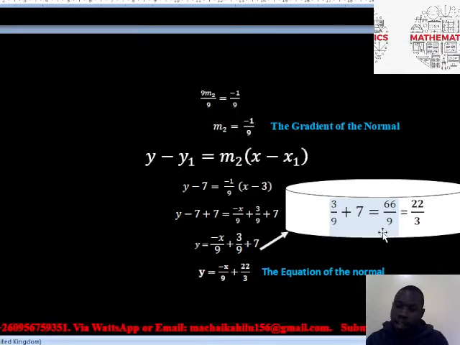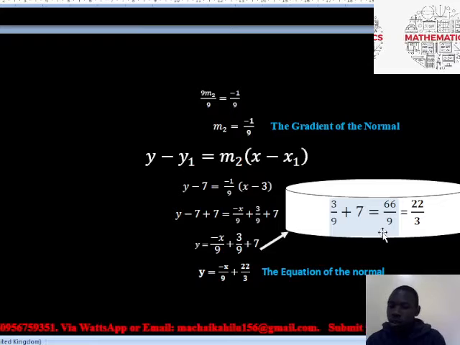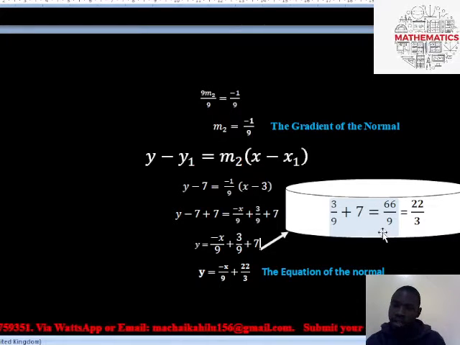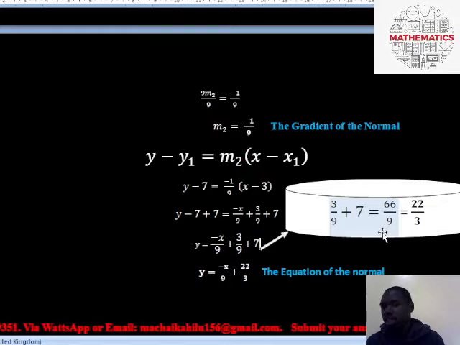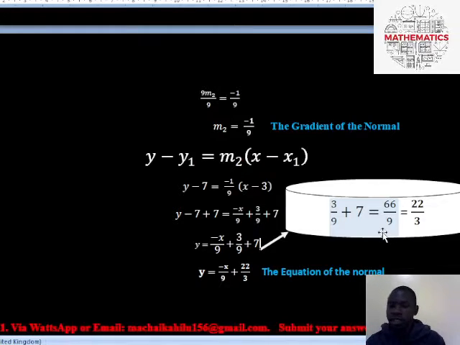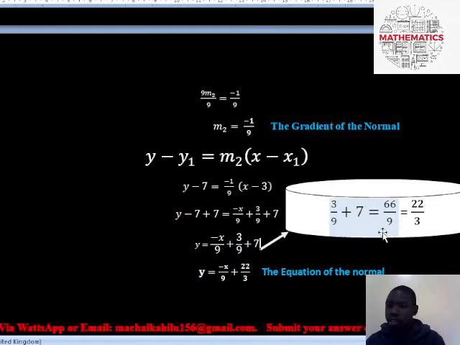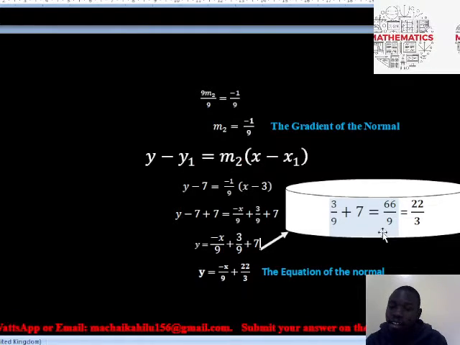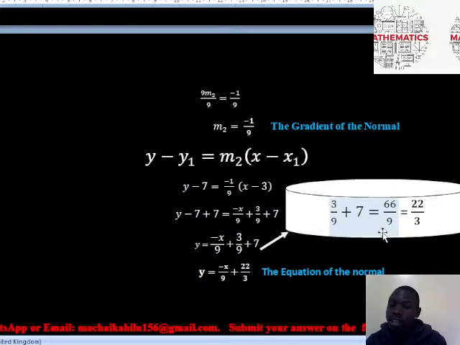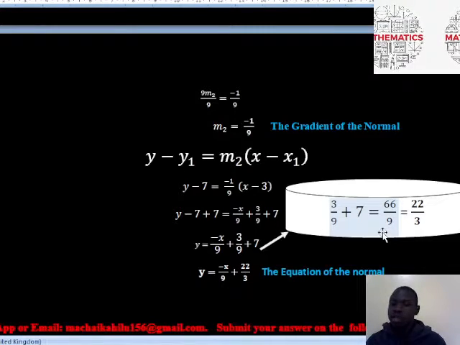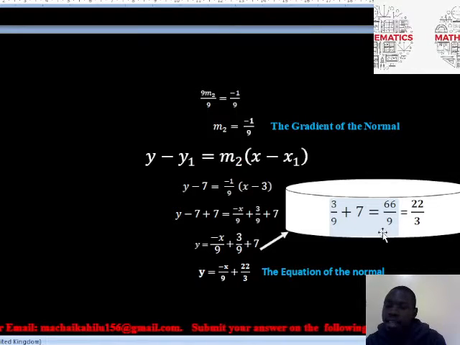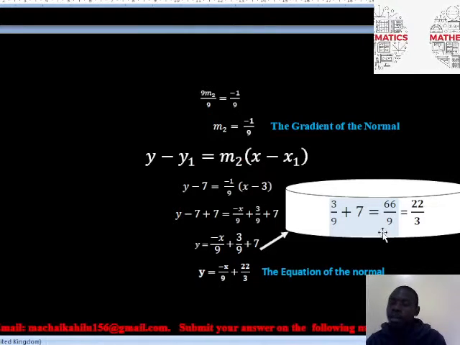So you say 9 into 9, our common denominator, is 1. 1 times 3 gives us 3. Then 1 into 9: what is 1 into 9? It's 9. 9 times 7 gives us 63. So 63 plus 3 gives us 66. Hence, it will be 66 over 9.